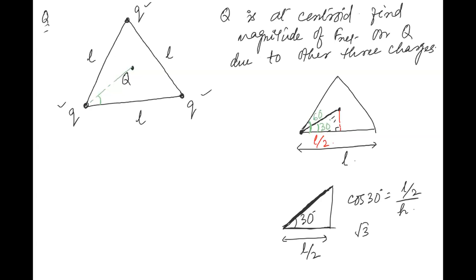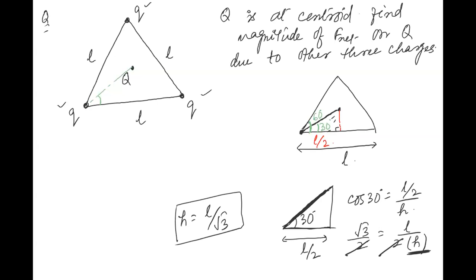It is root 3 by 2, which is equal to L upon 2, into H in the denominator. I have to find this H, right? This 2 and this 2 get cancelled out. So don't you think H will become equal to L by root 3? Now you have to remember this result. The distance between the vertex and the centroid of an equilateral triangle is always L by root 3.